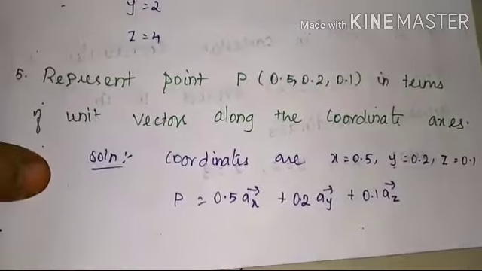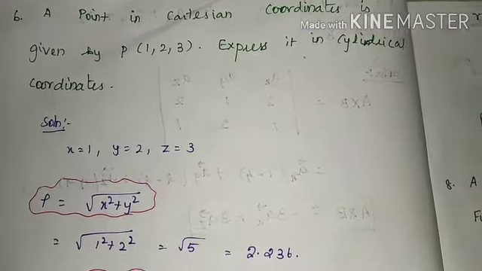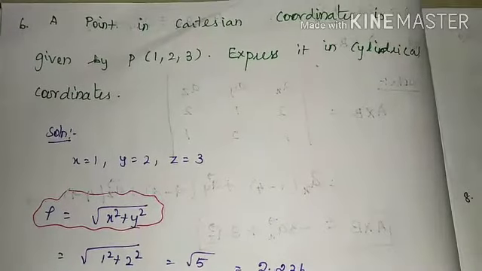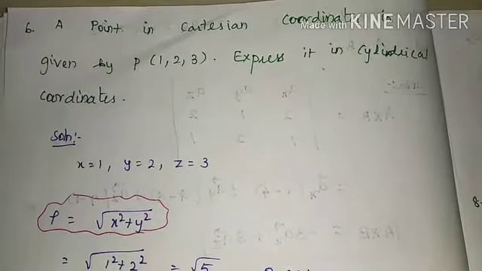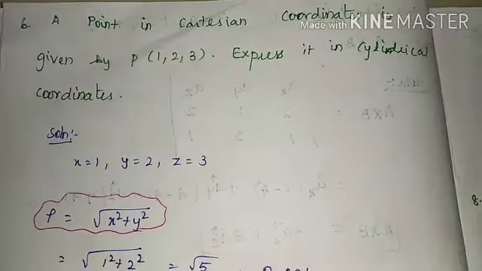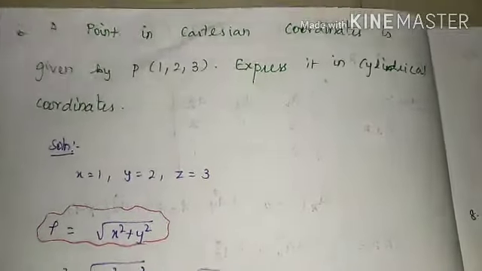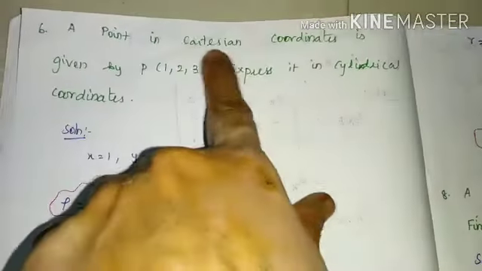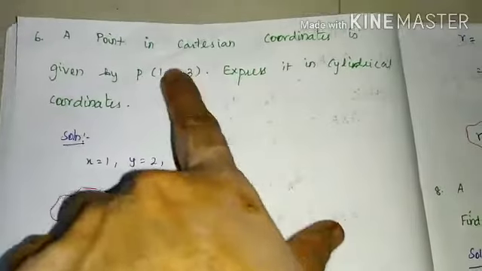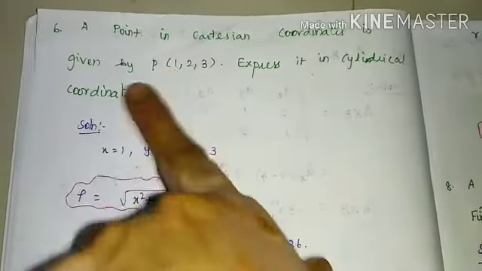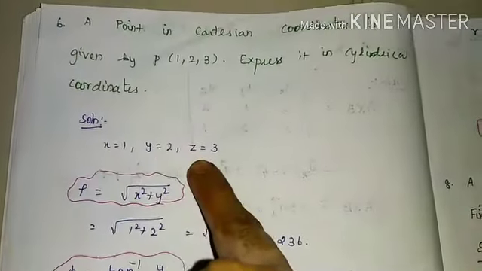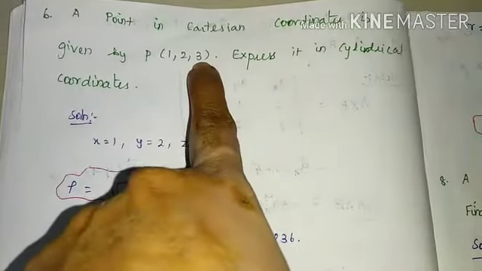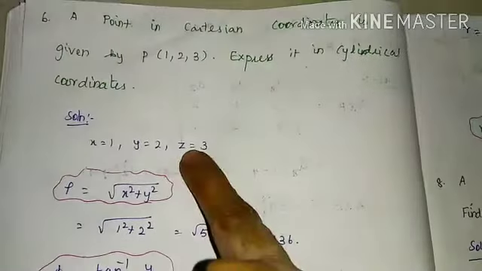Okay, now we will see problem number 6. A point in a Cartesian coordinate is given by P 1, 2, 3. Express it in cylindrical coordinates. See, Cartesian coordinates, already in the starting of our session we saw what the coordinates in the Cartesian coordinate system are: X, Y and Z. So first term is X and second one is Y and third one is Z. So X is equal to 1, Y is equal to 2 and Z is equal to 3. See, Z is equal to 3.